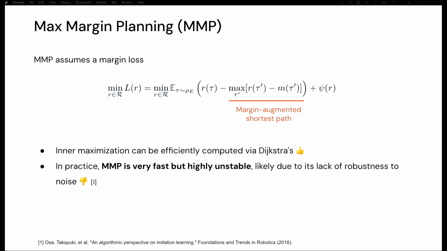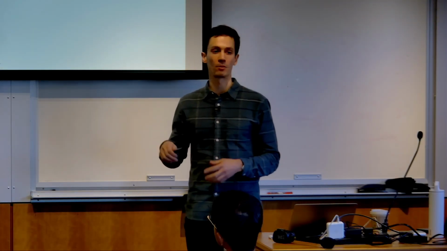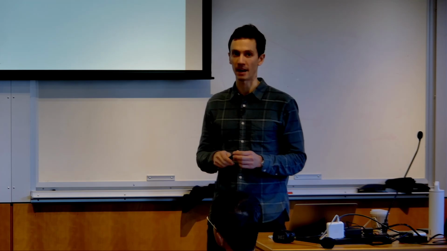But it does have one really nice property, which is that we're able to compute this loss very efficiently, because all it requires is running Dijkstra in the graph to compute this margin augmented shortest path. So it's super efficient, and we're going to come back to that later, because we want to think about how we get the benefits of this and also get some of the robustness of the stochastic policy in MaxEnt.